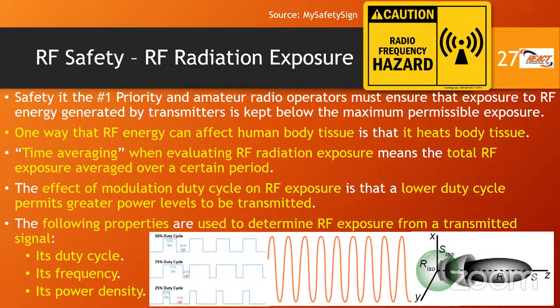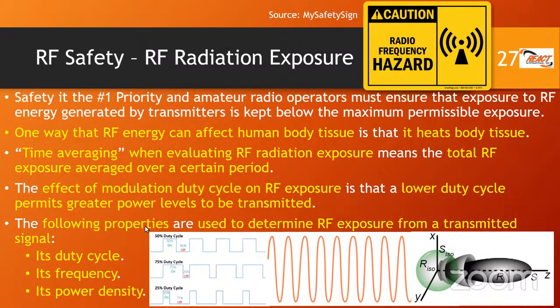What does that mean? If I'm using an omnidirectional antenna that sends a signal out 360 degrees all around, then the power density may be lower. But if I'm using an antenna and I'm concentrating the signal in one direction, such as a Yagi antenna or a beam antenna or a quad antenna, any of those that sends most of the signal in one direction, then the power density here will be higher, and therefore the exposure would also be higher. So these are some of the parameters that we need to be aware of in determining RF exposure.